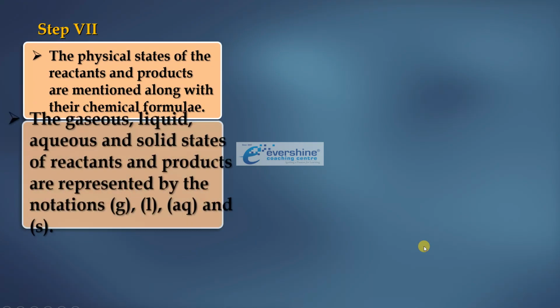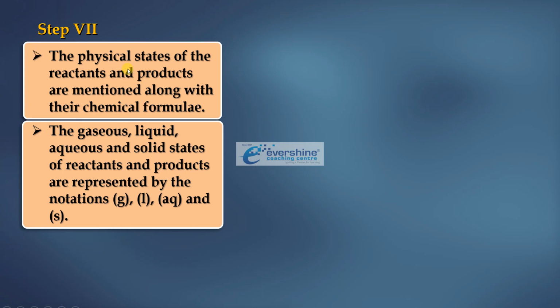Understood? So remember children, the physical states of the reactant and product are mentioned along with their chemical formula. When we are writing the chemical formula, we can write even the physical state. If you see a symbol G, that means it is in gaseous state. If you see L, then it is liquid state. If you see AQ, then it is aqueous state. And if you see S, then it means it is in solid state.